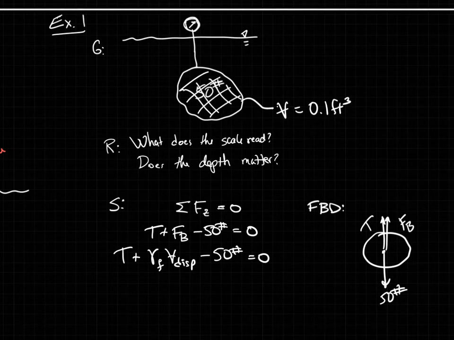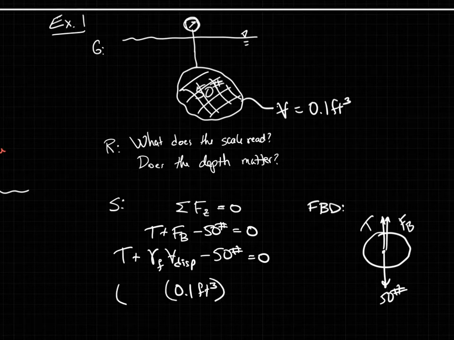Okay, hopefully you're seeing that the volume displaced is the volume that would have fluid if the object was not there. So if this rock were to magically disappear, fluid would fill that entire volume, right? So that whole thing is the volume displaced. So we're going to go with 0.1 feet cubed right here.